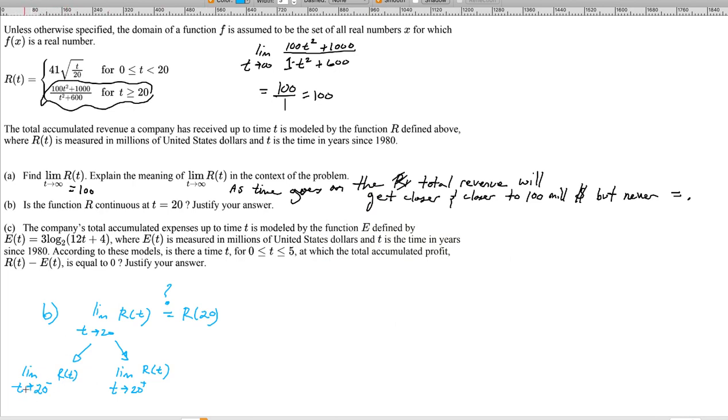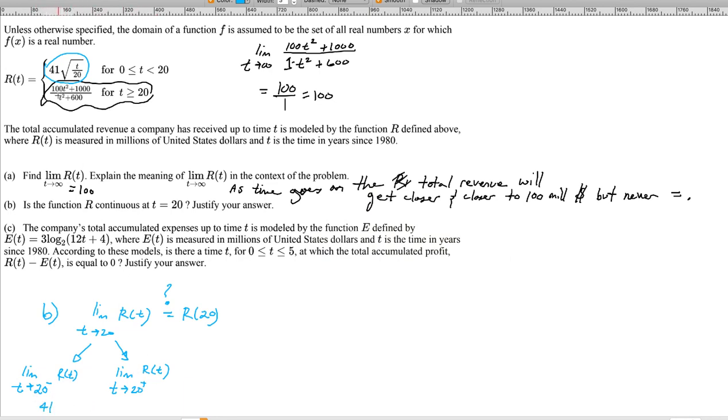So the limit as t goes to 20 from the left means that I want to use this function. As t gets closer and closer to 20 from this side, it follows from limit laws that the inside of the square root value is getting closer and closer to 1, which means that the square root value is getting closer and closer to 1, and 1 times 41 is just 41. So this left-hand limit equals 41.